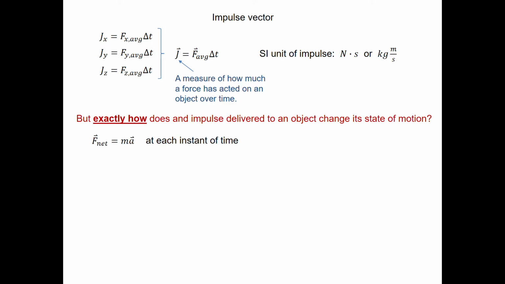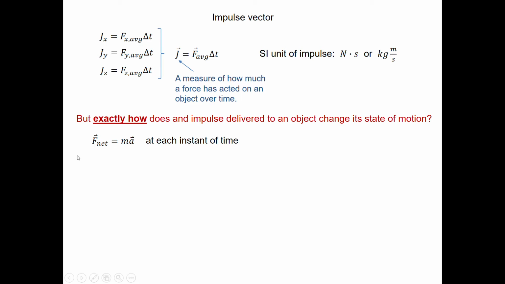Let's figure that out, and we're going to start with really the only tool we have to work with that tells us about the state of motion of an object, and that's Newton's second law. So at every instant in time, we can imagine that ball colliding with the wall, and we're concerned with the force that the wall is exerting on the ball. At every instant of time, F net equals ma.